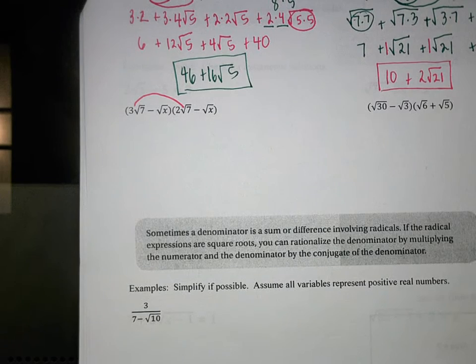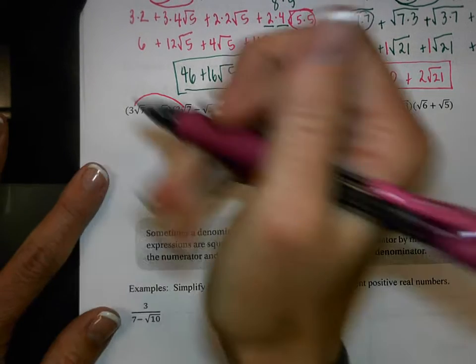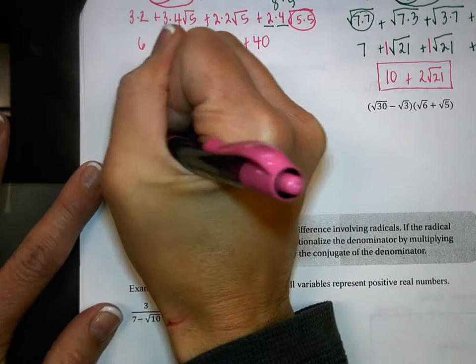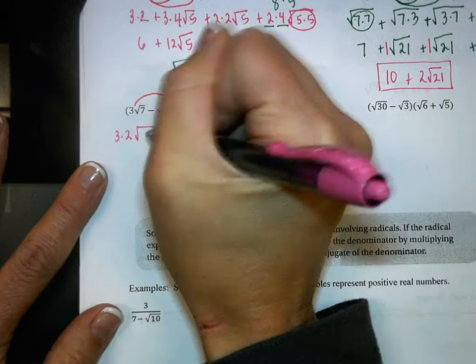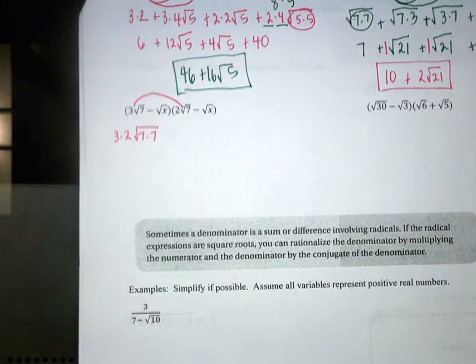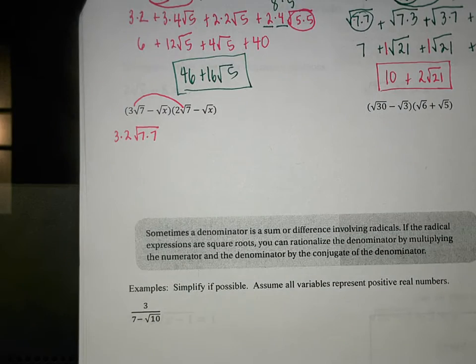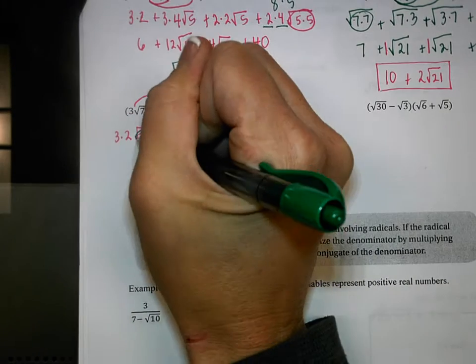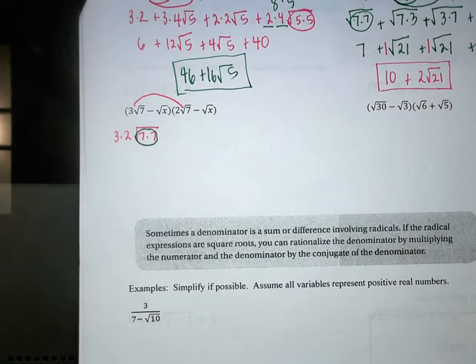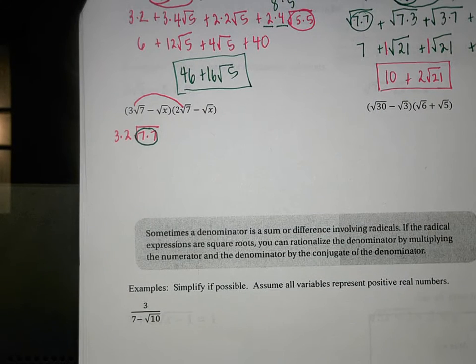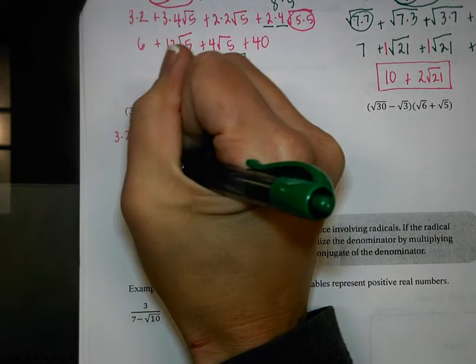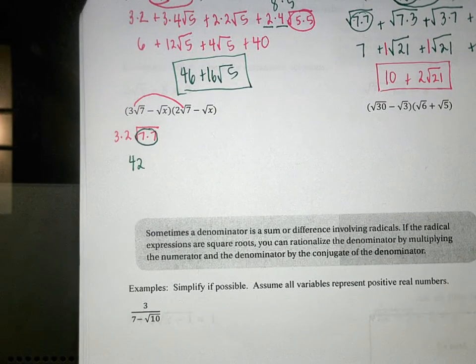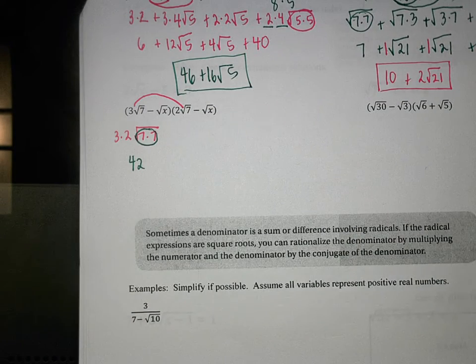Outsides with outsides and insides with insides. So that means on this first one, I have a 3 times 2 and then a root 7 times 7. Does everybody see that? Okay, and so yes, 3 times 2 is 6, and then the pair of 7s is 7, and so 6 times 7 makes 42. Any questions on that? Okay.